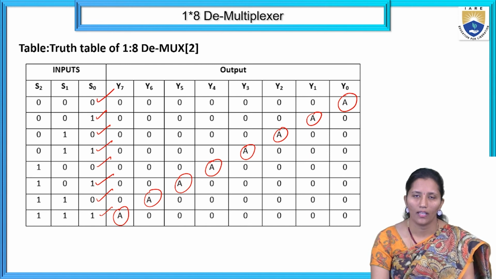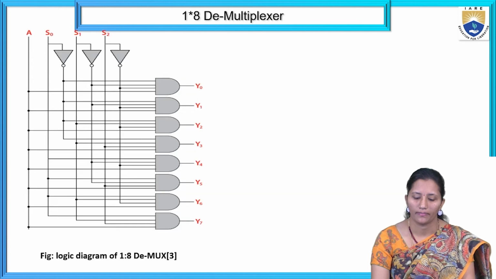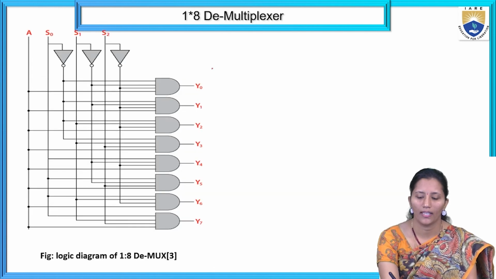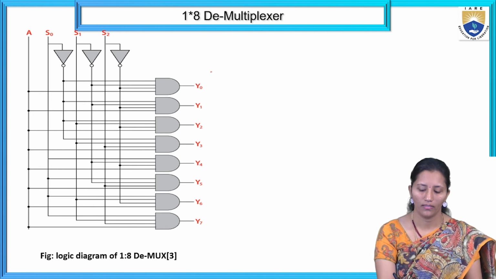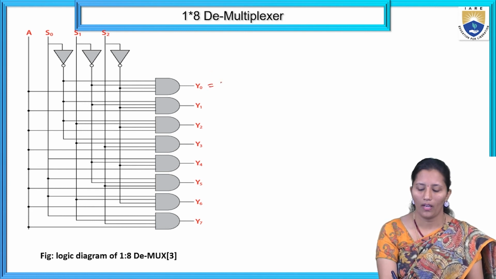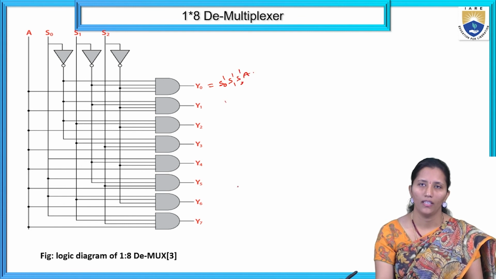According to the selection lines, any one input is routed to any one of the output lines. So this is the logic diagram of the demultiplexer. Okay. So we have S0 dash, S1 dash, S2 dash into A. Like that we have to realize the outputs by using logic gates.